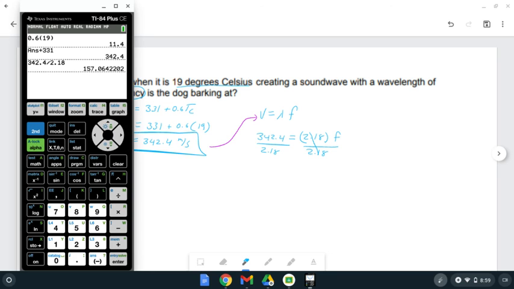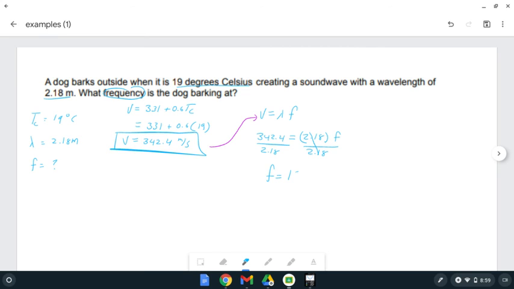157.06. That is my frequency of this problem, 157.06. Now it is a frequency, so it is measured in hertz, Hz, and that's our answer.